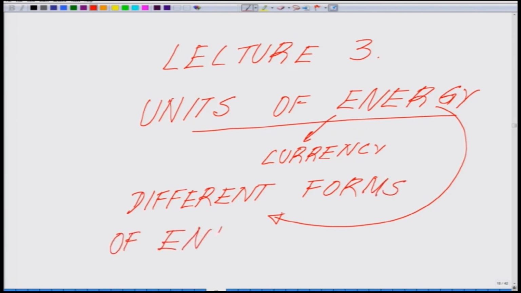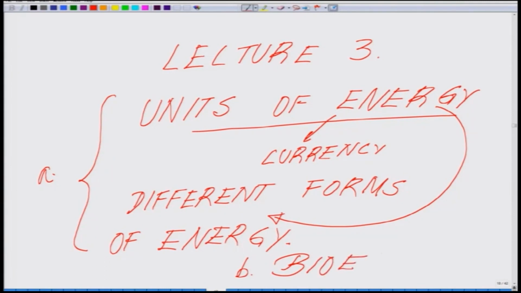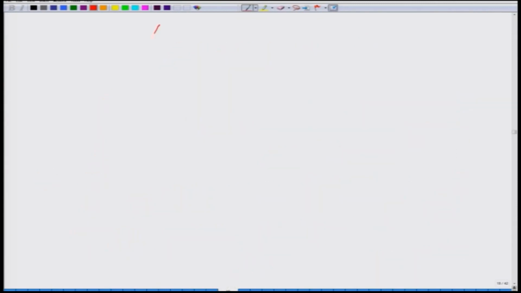And in the second segment, we will be talking about the basic fundamental concept of bioenergy. So, if this is part 1, today we will be dealing with A. There will be part B, which will have a formal introduction of bioenergy. Okay, so let us move on to talk about the units of energy, part 1.